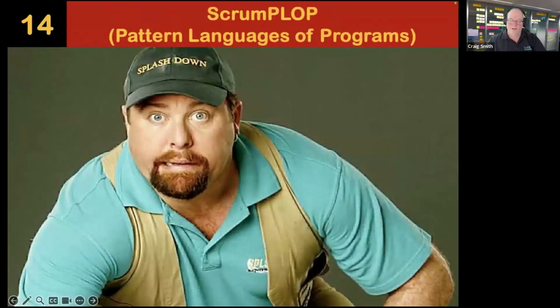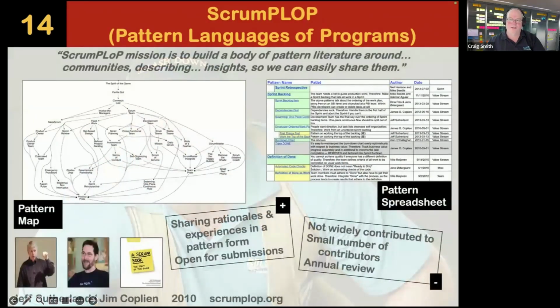Then we have Scrumplop. I'll let you figure out why Kenny is on the page. If folks remember the movie Kenny, but Scrumplop, PLoP, stands for Pattern Languages of Programs. This is some work that Jeff Sutherland and Jim Coplien started in 2010, which essentially makes a whole pattern language of Scrum. So if you're looking for how does it actually work, because the Scrum Guide doesn't really dig into that.